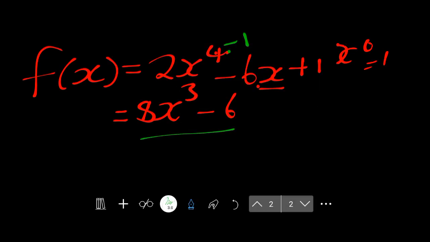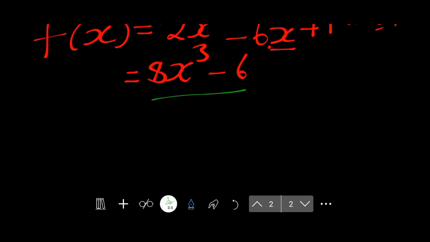Therefore we have dy over dx. Now, not this one. So this will be f dash of x, sorry, f dash of x is equal to 8x to the power 3 minus 6. So let's go to the second question.